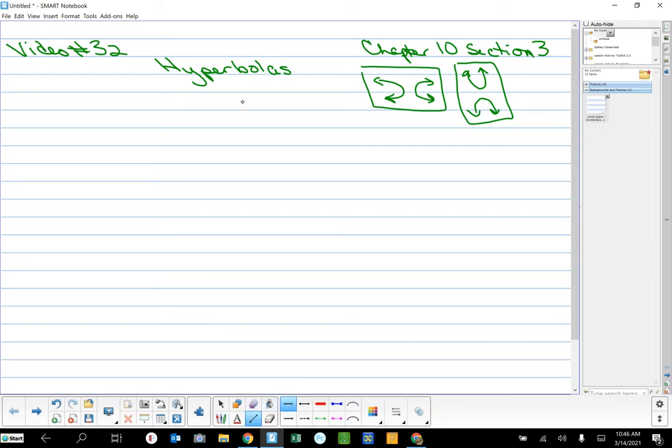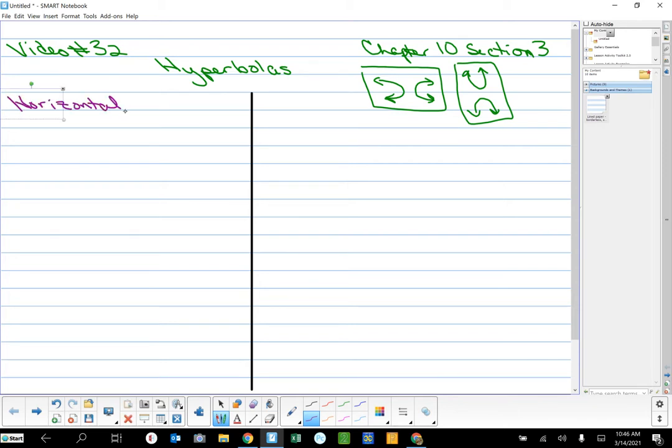I'm going to draw a line down the middle of the page. We'll probably have to extend that line at some point. And we are going to have two different types of hyperbolas. We're going to have a horizontal hyperbola, and you should know that we have something called a transverse axis. This is where the transverse axis is parallel to the x-axis.